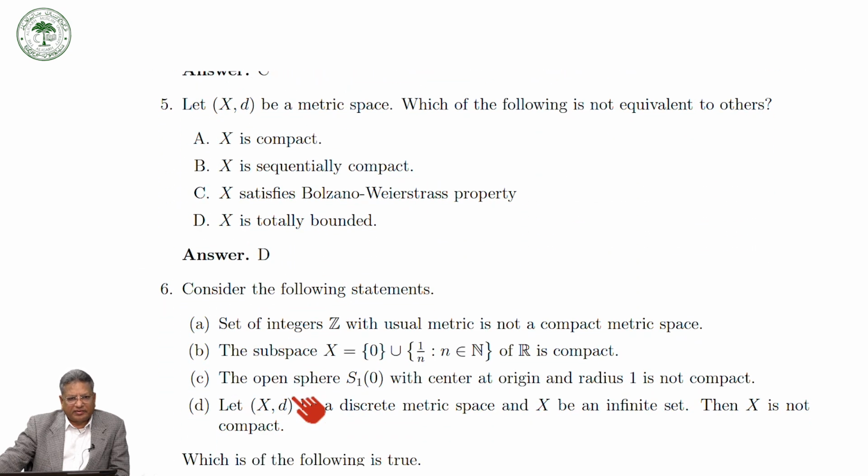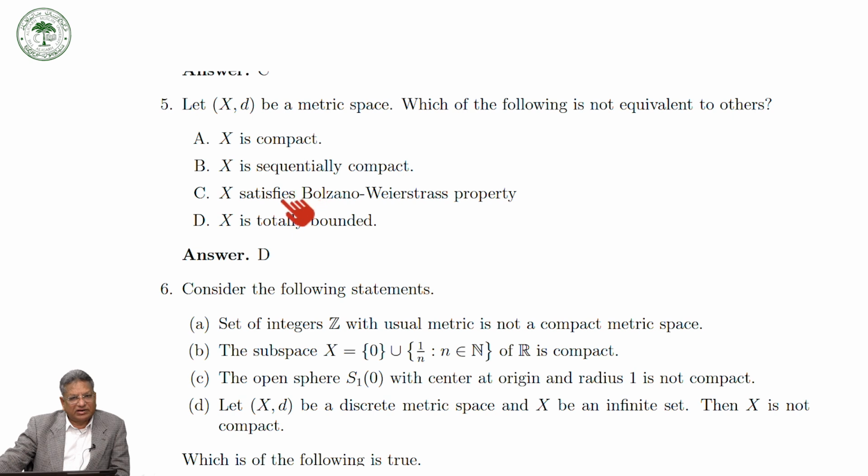Now, take the next MCQ. Let (X, d) be a metric space. Which of the following is not equivalent to the others? We have seen that X is compact if and only if X is sequentially compact, if and only if X satisfies the Bolzano-Weierstrass property. So these three are equivalent.